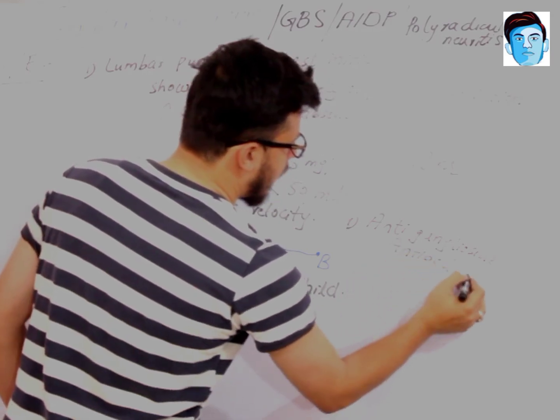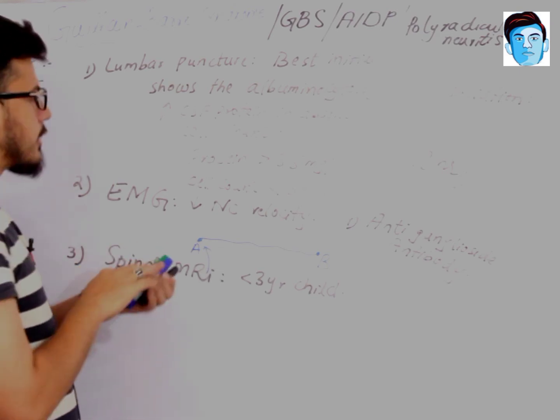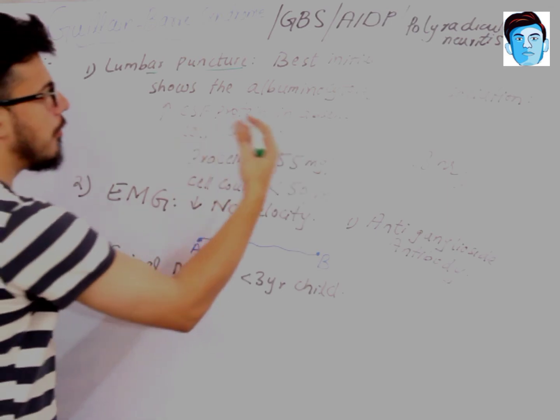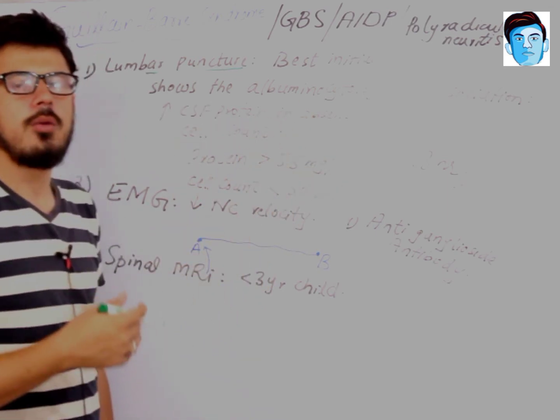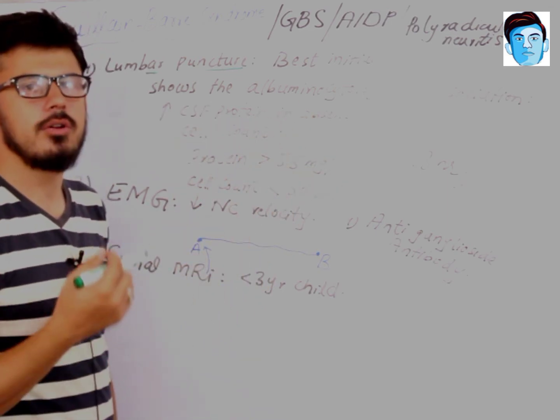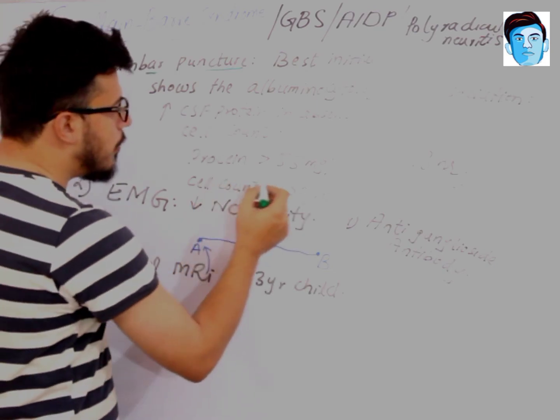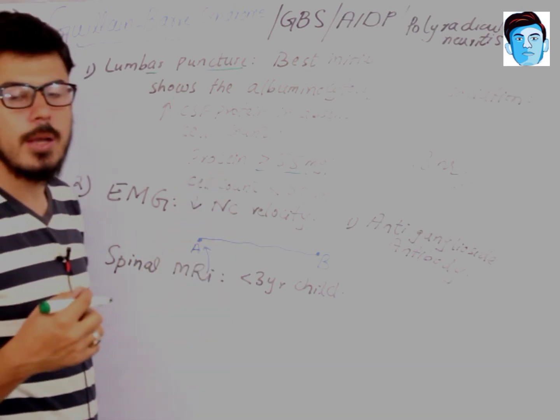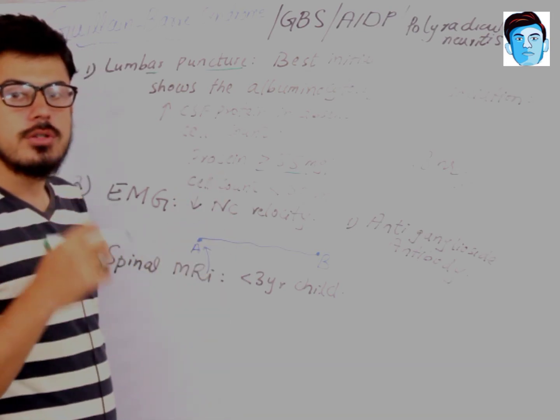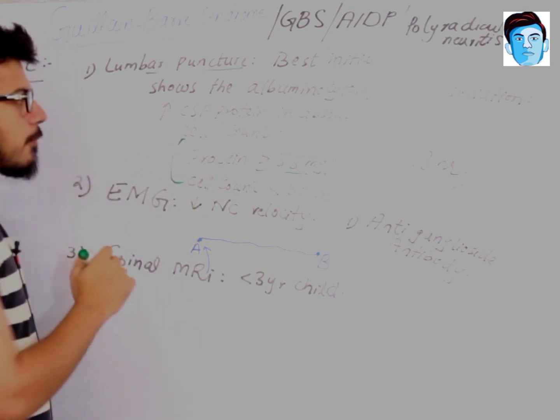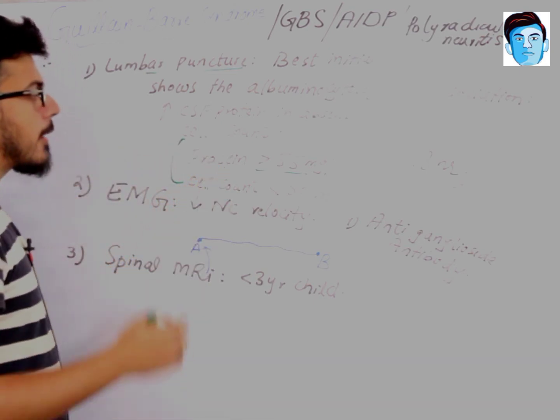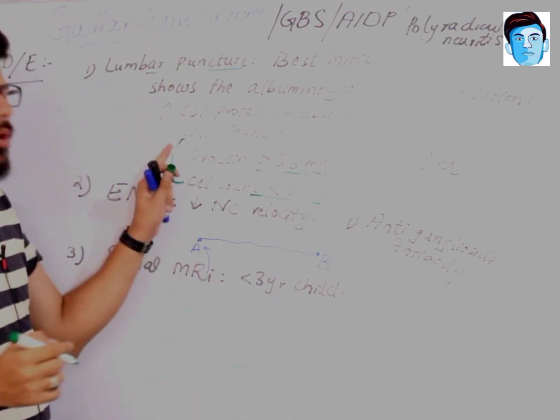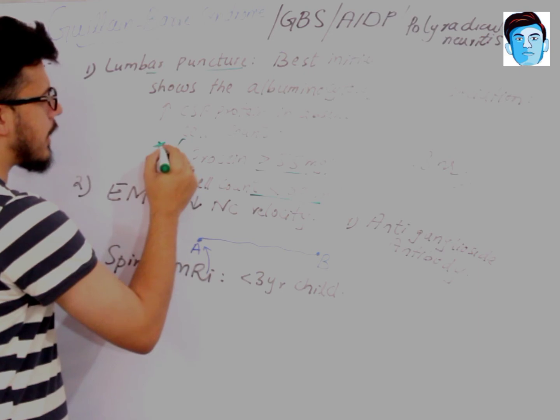So, what are the investigation options? The first is LP, which is the best initial test. It will show albuminocytological dissociation, meaning increased CSF protein despite no elevated cell count. It is most important to remember that the protein will be more than 55 mg%, while the cell count is less than 50 per ml. Please keep this in your mind.